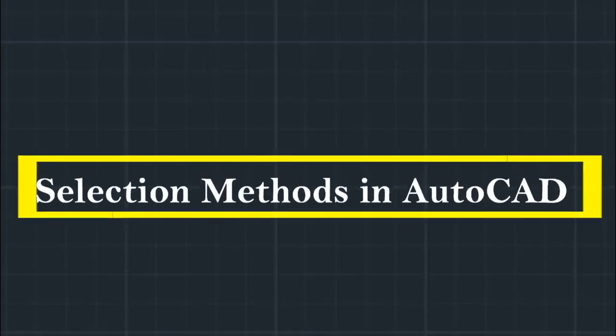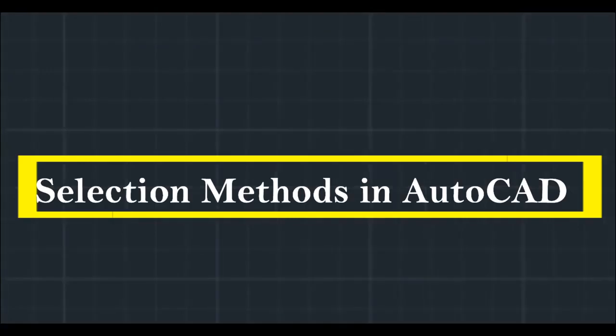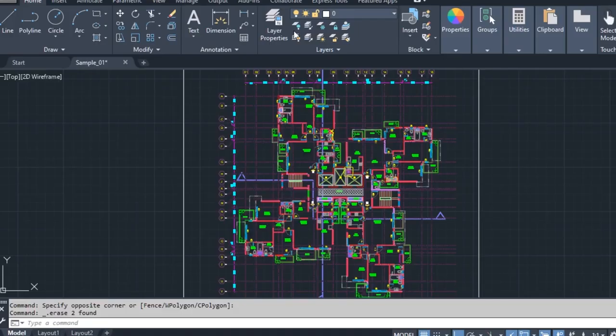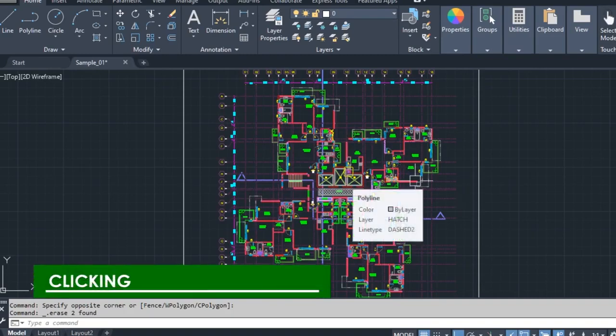Welcome to Arcania Academy. In this video, we'll be telling you about various selection methods that are commonly used in AutoCAD. There are many methods that are used for selection in AutoCAD, but most commonly we use 11 kinds of methods. So, starting with the first one, the first method is clicking.